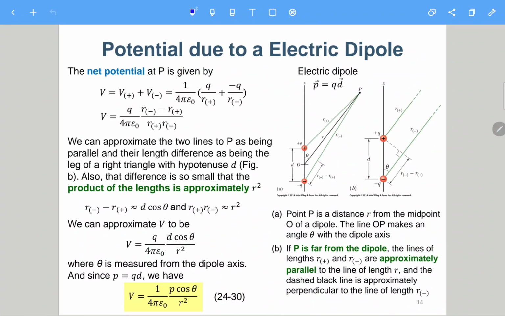So next, we consider the potential due to the electric dipole. I suppose you are already familiar with the electric dipole. We have the dipole, a positive charge and a negative charge, with a small distance d. Now we evaluate the voltage, or electric potential, at point P, not necessarily on the x-axis or the z-axis. And now we assume that the angle is theta.